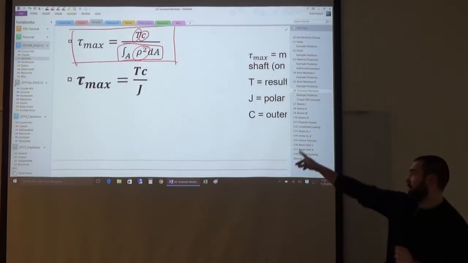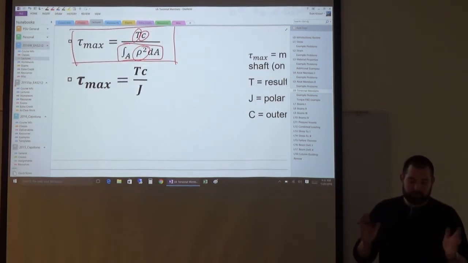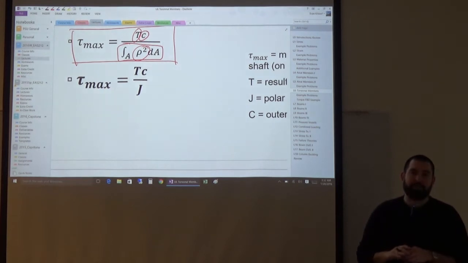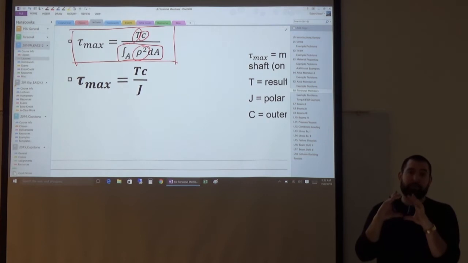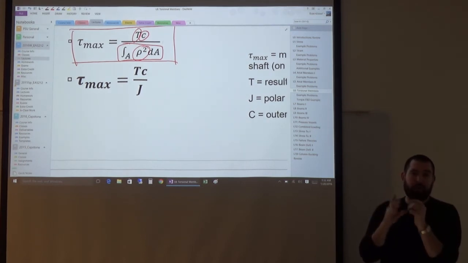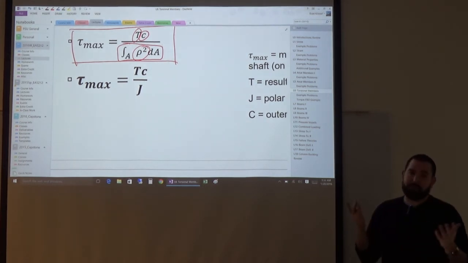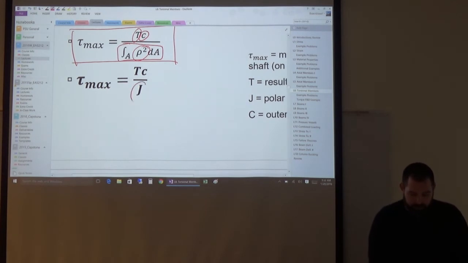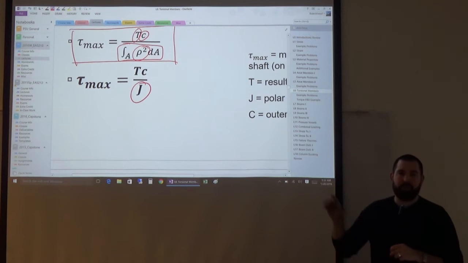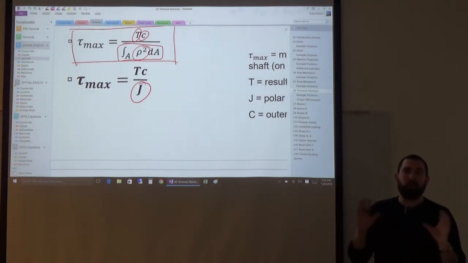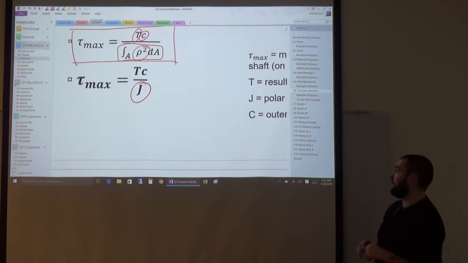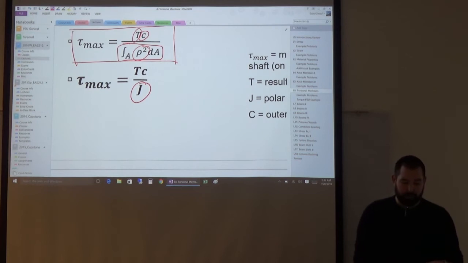Now that integral in the denominator, we don't need to calculate that every single time using calculus. For a circle and for a pipe, a circle with a hollow in it, we have that just tabulated, but we call it J, which is called the polar moment of inertia. But you don't need to use the integral form to calculate it every time. We just have a basic formula for it. We're only going to be using circles and pipes in strength of materials, so you only need to remember really just one, maybe two equations.